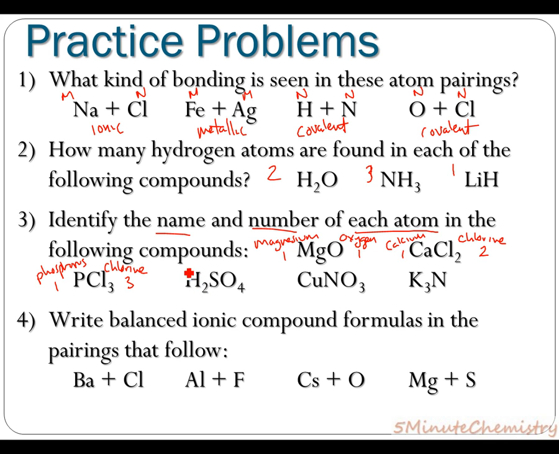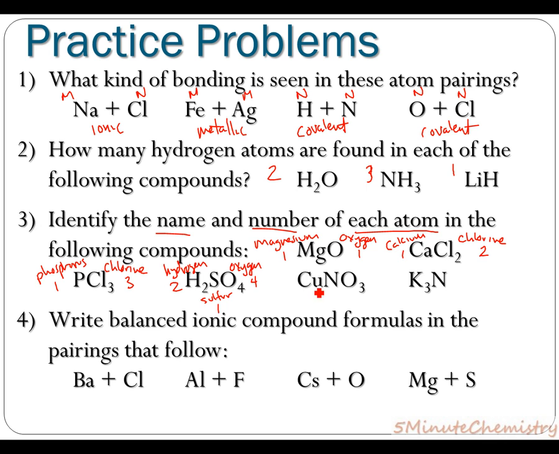Now here I have H is hydrogen. The hydrogen has a subscript of 2, so there are 2. My S, sulfur, no subscript, so that means the sulfur is a 1. O, again using oxygen, and that oxygen has a subscript of 4, so there are 4 oxygens.